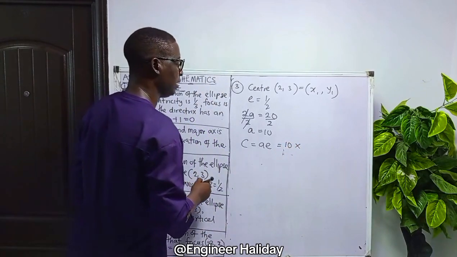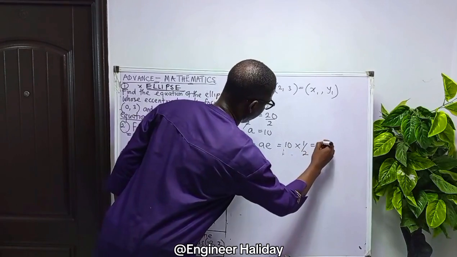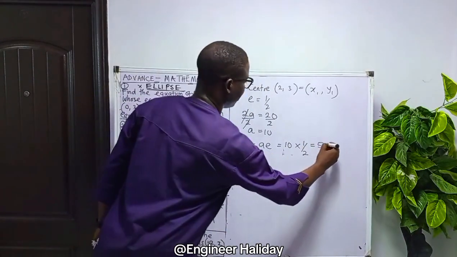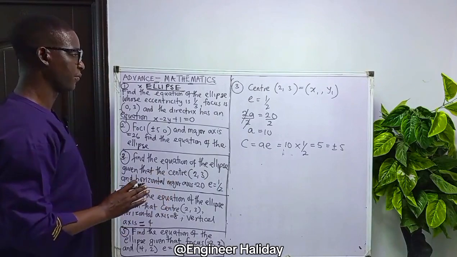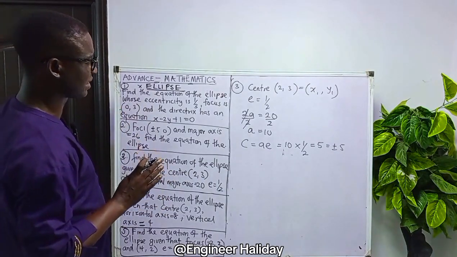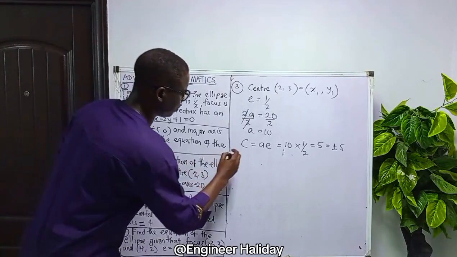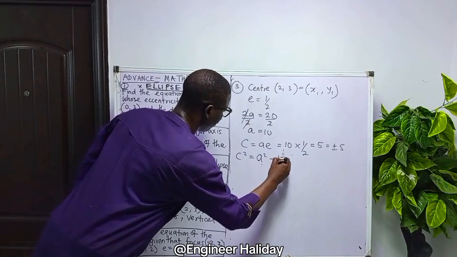Now, what is a? a is 10, e is 1/2, so I want to have 5. So that means c is plus or minus 5, because they always exist as a double, that means two sides. Now, having gotten c and a, we can now say c squared equals a squared minus b squared.